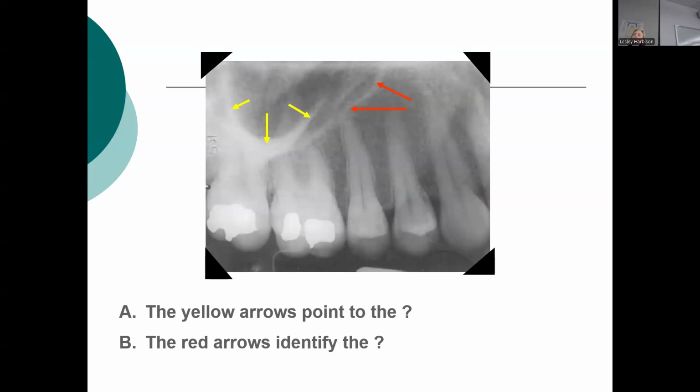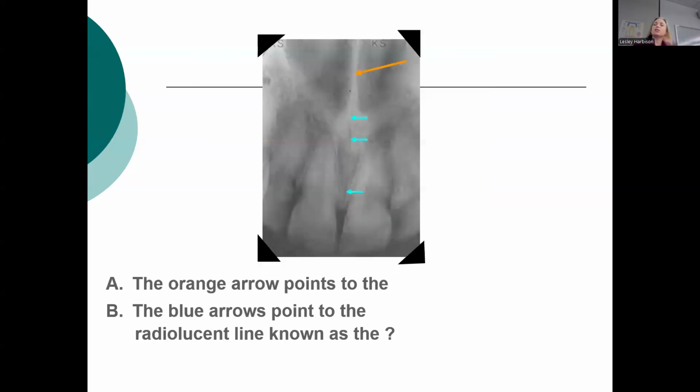What are the yellow arrows pointing to? Zygomatic process, and the red arrow? Yep, floor of the sinus. If I said radiopaque, floor of the sinus. If I said radiolucent, you could say just sinus. What about the orange arrow? Nasal septum. Good. How about the blue arrows? Nasal spine.